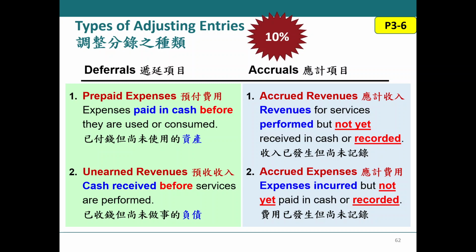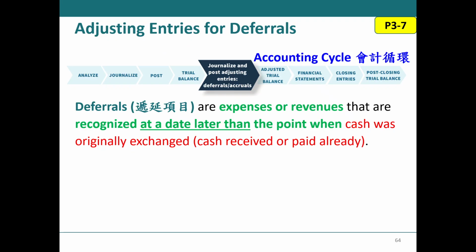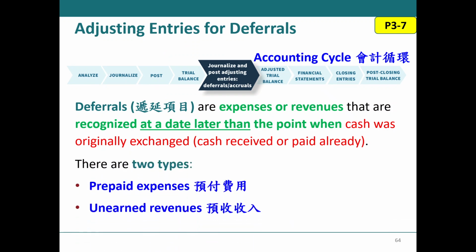We want to talk about prepaid expenses. Remember, prepaid expenses are your assets. Why is that? Because we pay the cash already to buy assets, like insurance. Normally, we pay the cash at the beginning to buy one year of insurance. So that's why one year of insurance is my asset.